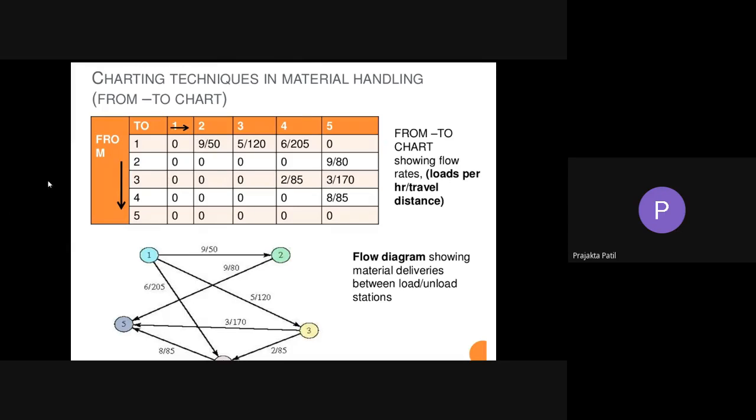If you can analyze from here, 0 indicates that there is no movement from that station to that station. So if you see from station 3, there is nothing moving to station 2. Whereas from 3 to 4, yes, there is something. From 3 to 5, there is some movement. Based on that, you can draw the flow diagram, not the flow chart, the flow diagram or network diagram. This is showing the material delivery between the load and the unload stations.